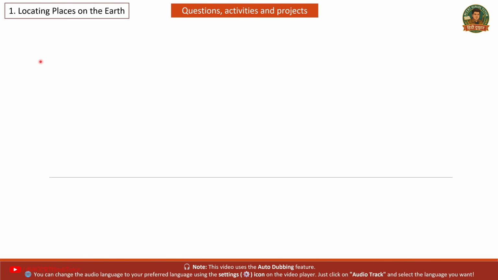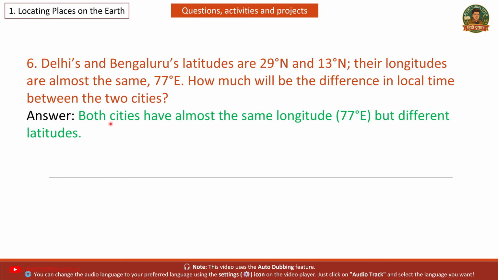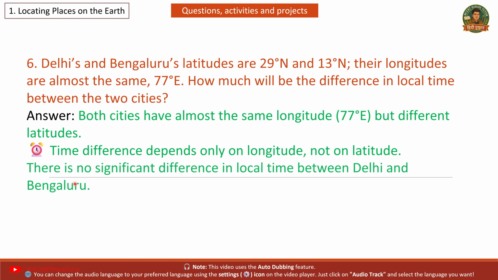to place. Question 6. Delhi's and Bengaluru's latitudes are 29° north and 13° north. Their longitudes are almost the same, 77° east. How much will be the difference in local time between the two cities? Answer. Both cities have almost the same longitude, 77° east, but different latitudes. Time difference depends only on longitude, not on latitude. There is no significant difference in local time between Delhi and Bengaluru.